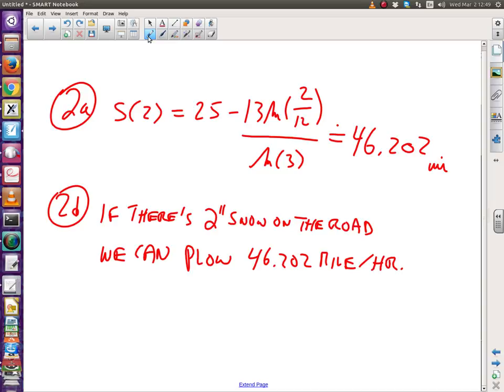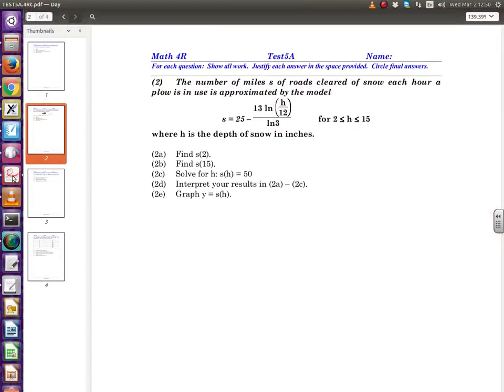So the idea is this: if you have more inches of snow, you're plowing less per hour. Your truck will go slower, right? All right, let's see if that's true. Take a look at 2B. What if you had more inches of snow? 15 inches of snow. That's a hefty amount of snow. That's a big storm, right? All right, let's do the same calculation.